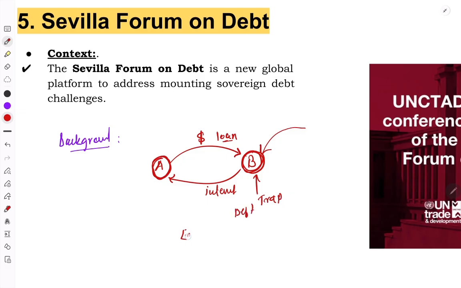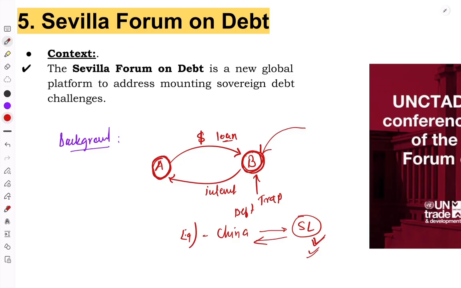For example, China gave a loan to Sri Lanka and Sri Lanka fell into the debt trap. Similar to Sri Lanka, other countries, especially African or South American countries, even some Asian countries, have fallen into the debt trap, and there is rising debt over these kinds of countries.